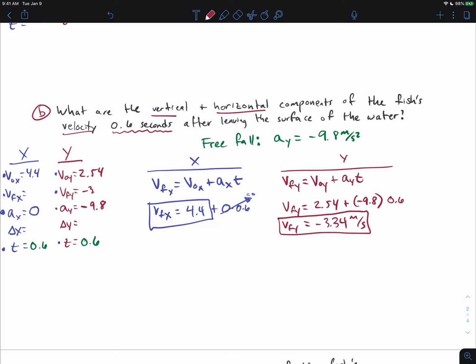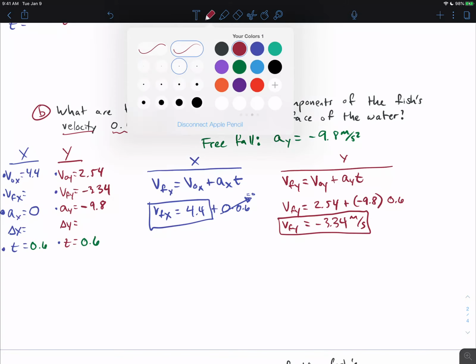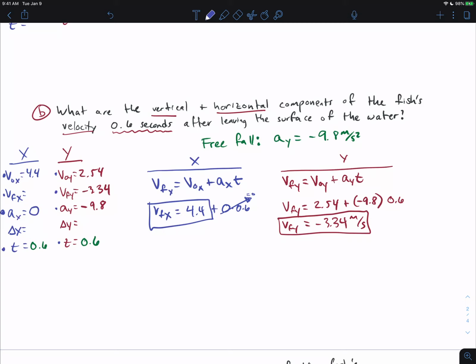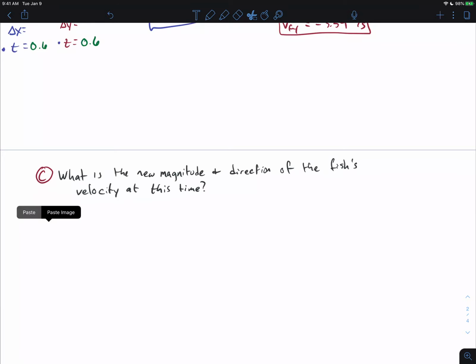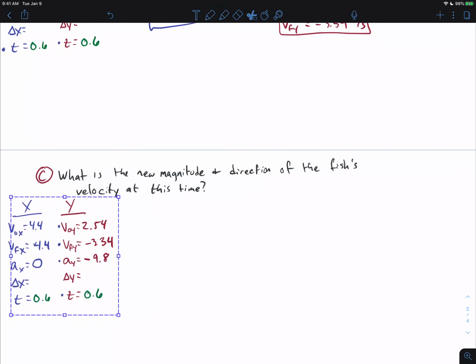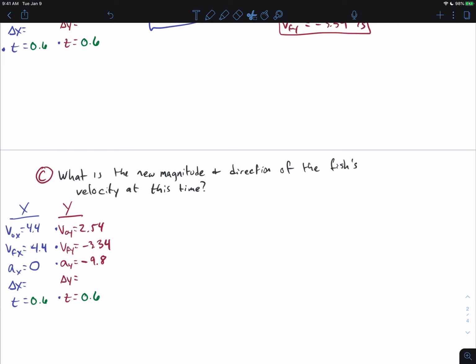So here I have negative 3.34, and in my x direction I have still 4.4, just as I did in the first part. Okay, and let's go ahead and take all of this information with us. See if nothing gets left behind here. All right, that looks pretty good. Let's take all this with us.